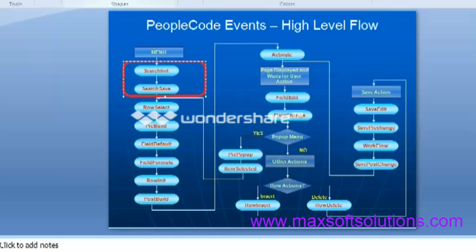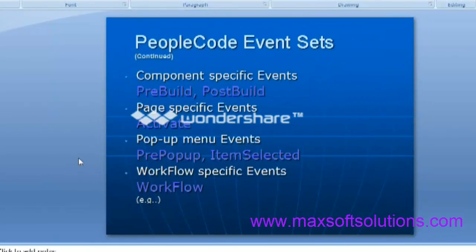From row select to activate, before page display. Here they clearly mention page displayed and wait for user action. That means once all these events are fired, then only the page will display in front of the user. That means before page display, where are the general areas fired? I will show you.